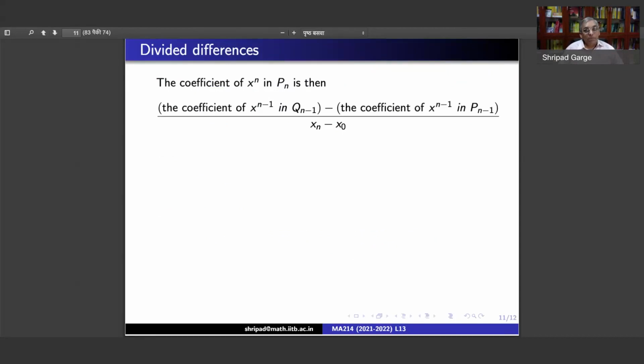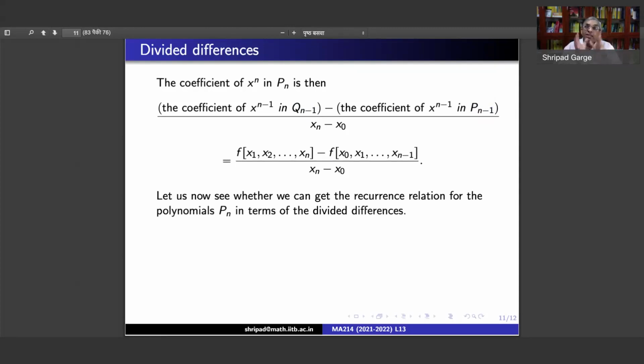That real number has to come. And when you write it down, here the nodes were x1 up to xn, and here the nodes were x0 up to xn minus 1. So what we have is that f[x1 up to xn] minus f[x0 up to xn minus 1] divided by xn minus x0. So this is the simple looking formula that we have for the coefficient of x power n.